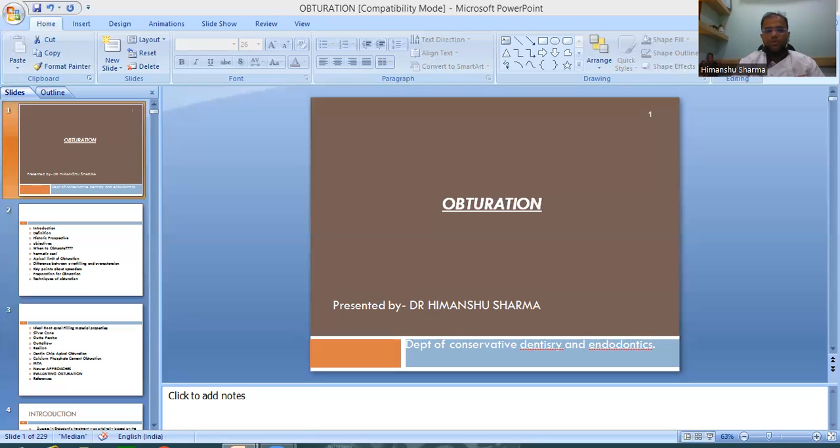This is how this shows. So in gross overfilling of root canals. Now coming to the Ultrafil 3D.